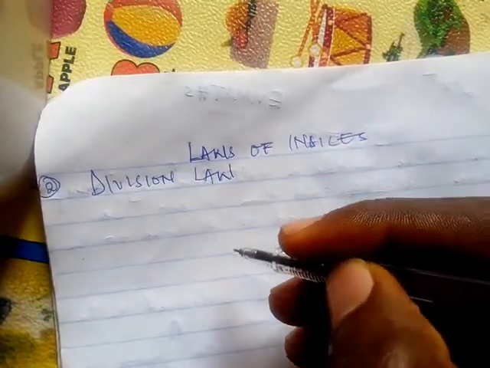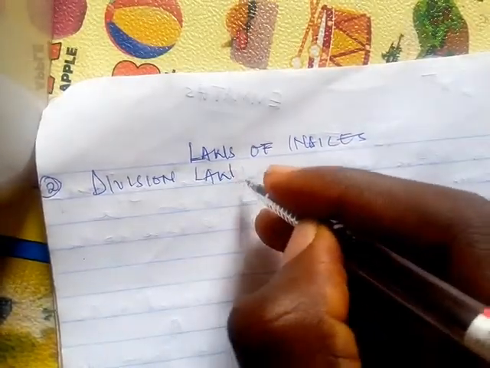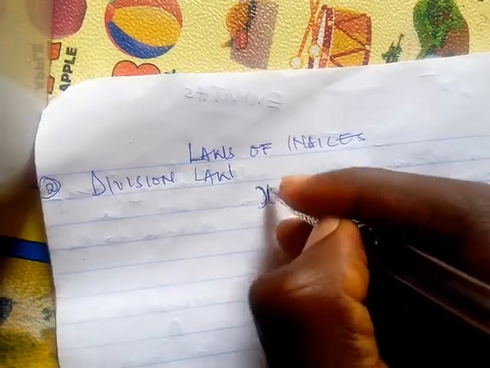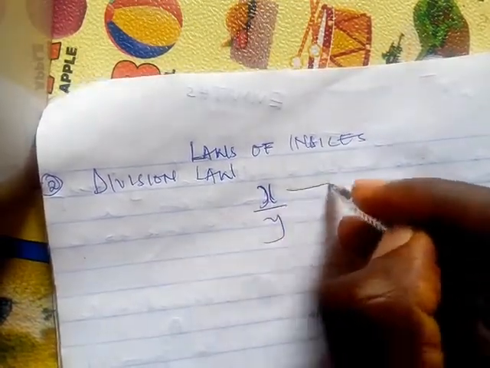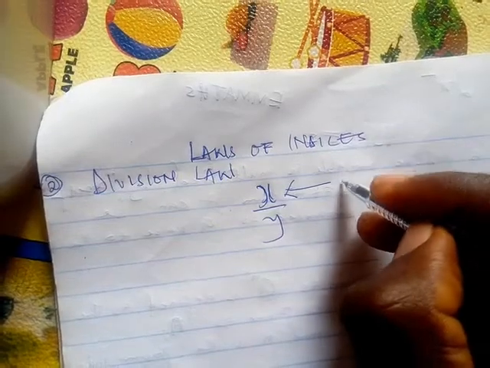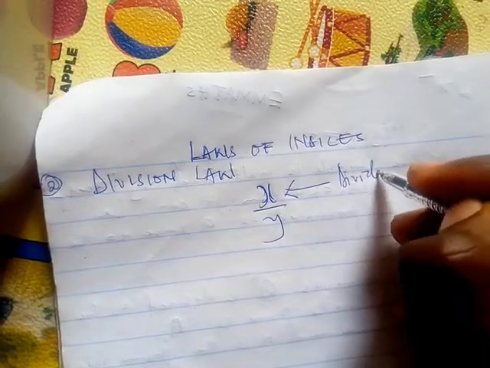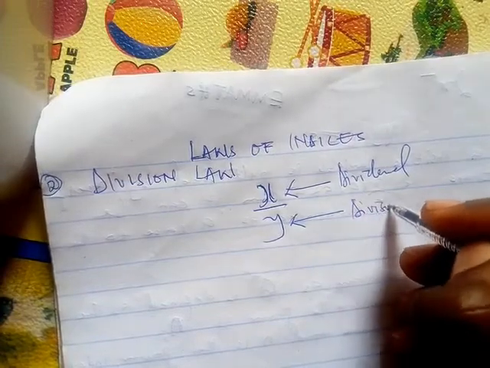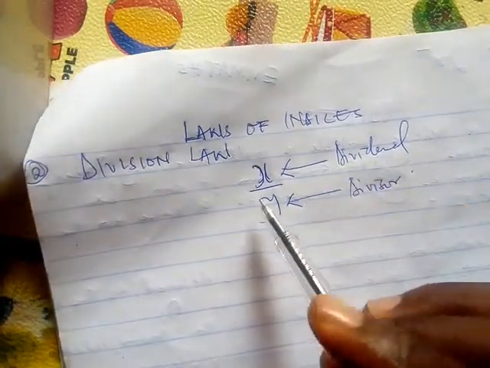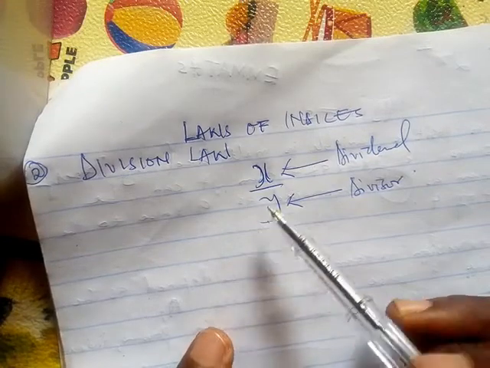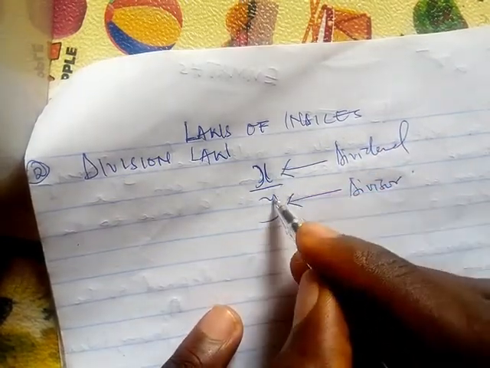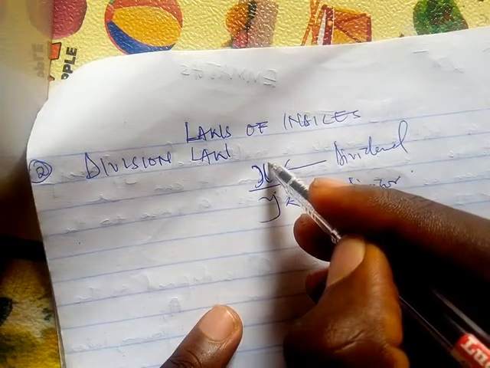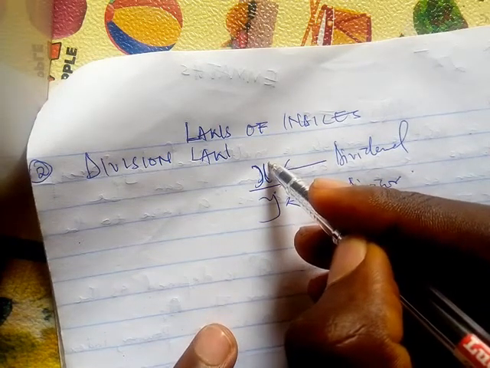Now, when you have a fraction, let's say you have x over y, the x is called the dividend, the y is called the divisor. That is it. So in my definition of the division law, the power of the divisor is subtracted from that of the dividend. That is it about the division law.